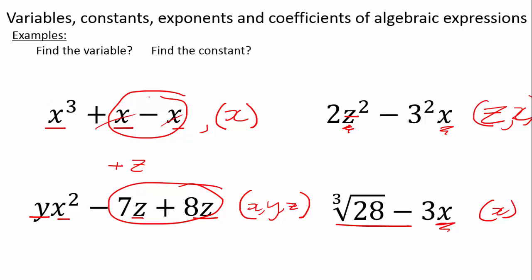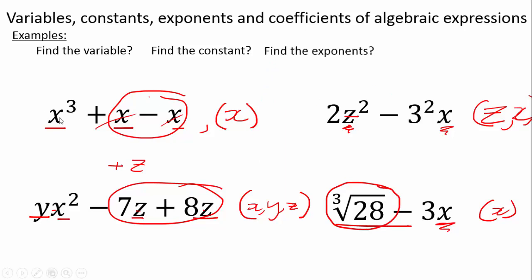Okay, let's move on. Find the constant. What are the constants in these terms? The constant is the number that has no variable. There's only one constant. Here, there's no constant. Here, there's no constant because there's two variables. There's a variable, there's a variable. Here is the only constant in these terms. It is a number that will not change no matter what.